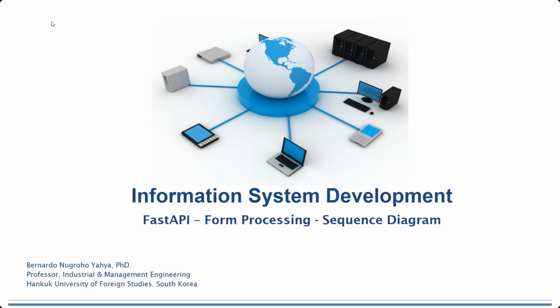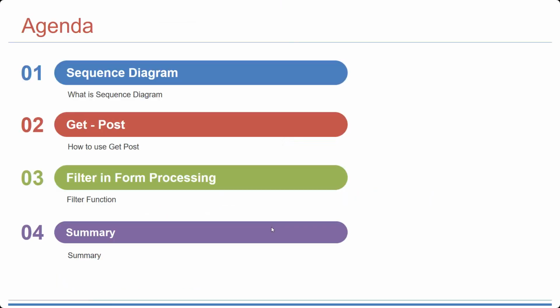At the first hour, I would like to explain about sequence diagram. So what is sequence diagram? This is a section under the form processing. So I'm going to explain the details about form processing today. I'm going to explain the sequence diagram at the first hour, and then I will explain what is get and what is push. And yeah, there will be one example how to apply the filtering in the form processing.